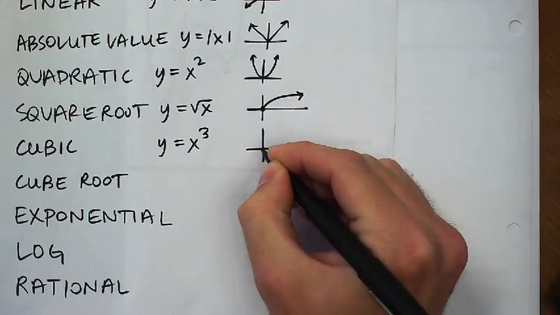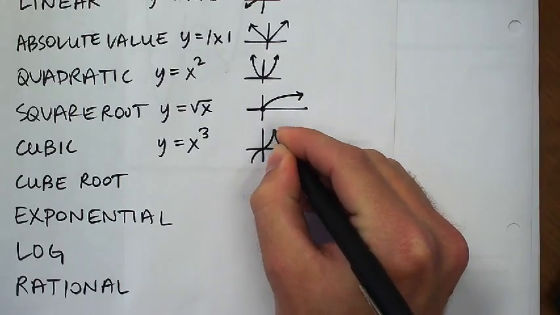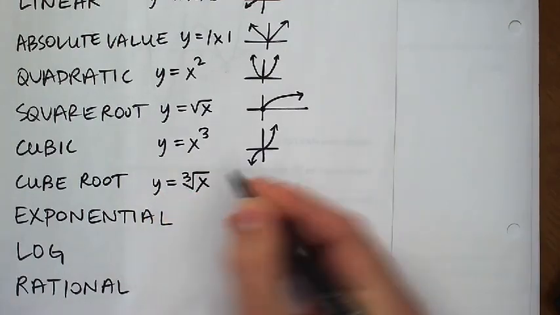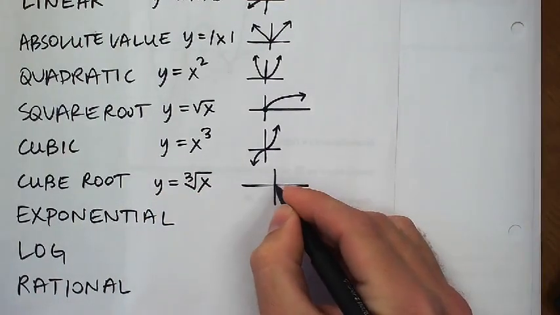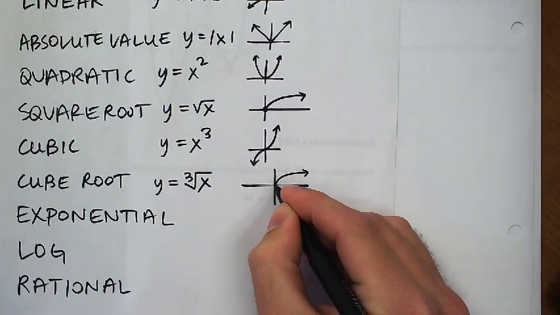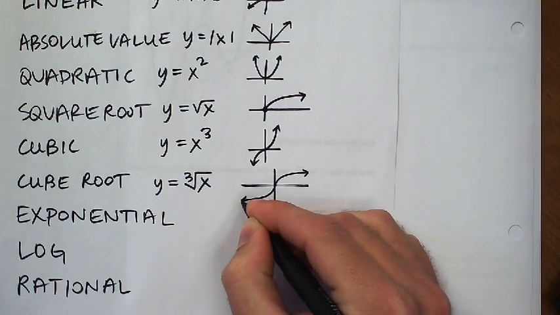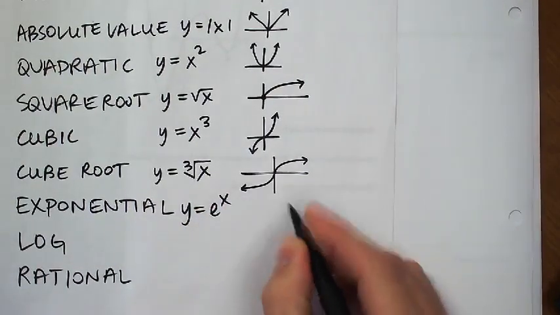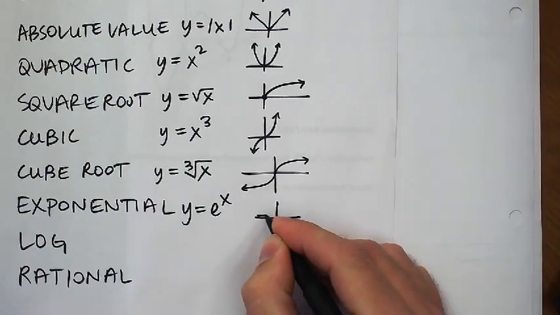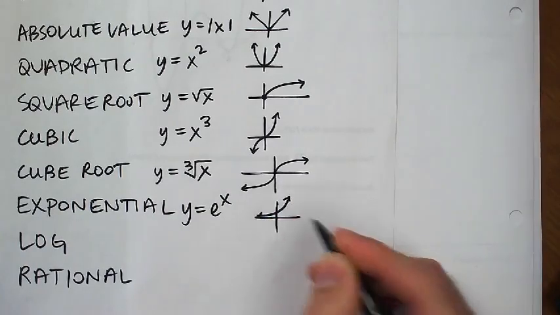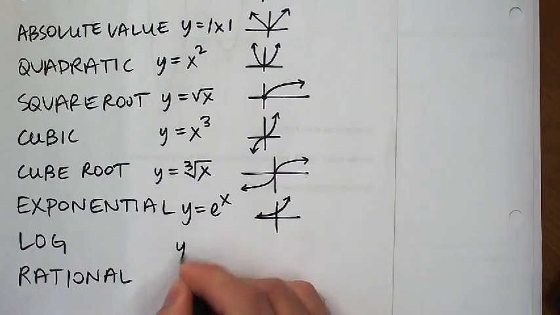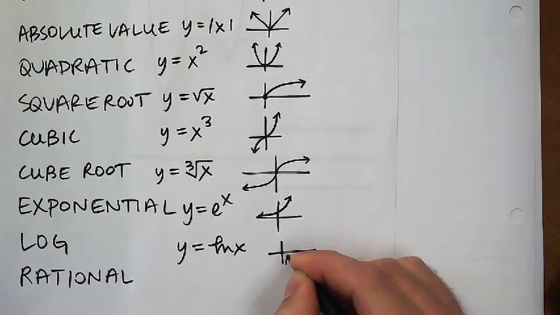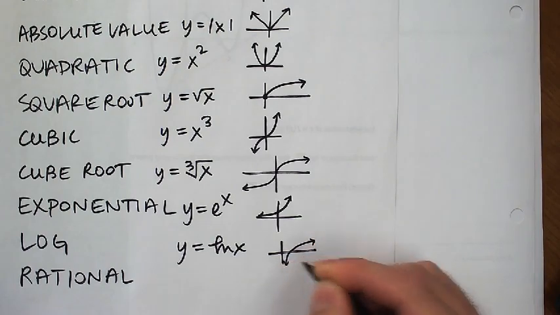Y equals x cubed is a cubic function, and it looks kind of like that. Cube root, okay, is kind of like the graph of square root, except it's defined where x is negative, so it's got that other half. Exponential, like y equals e to the x, always positive, exponential growth. Okay, a log function like y equals natural log x, that's the one that we're mainly concerned with in courses beyond Algebra 2, is going to look like that.